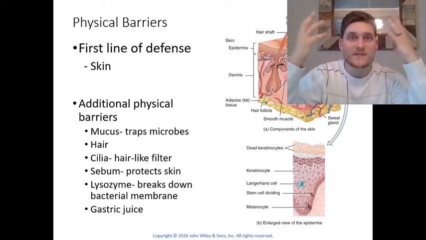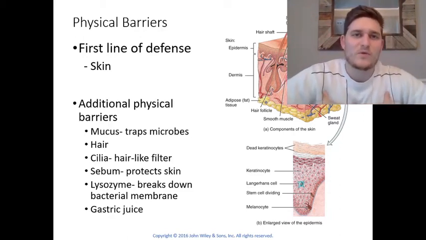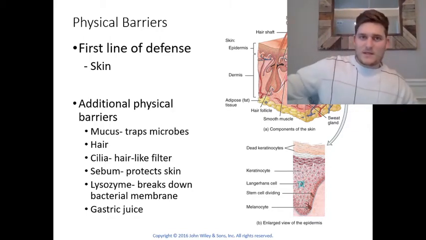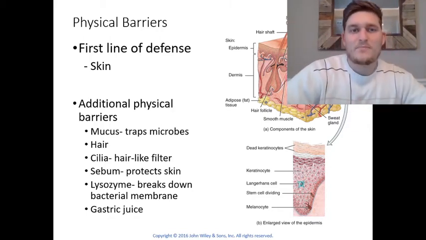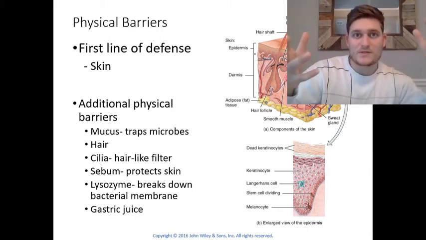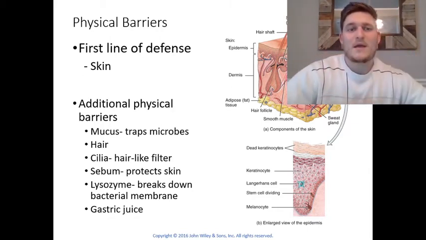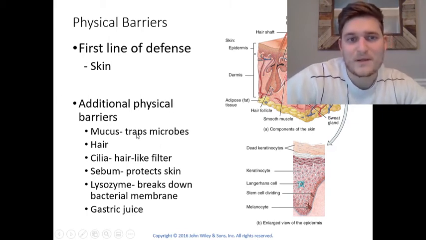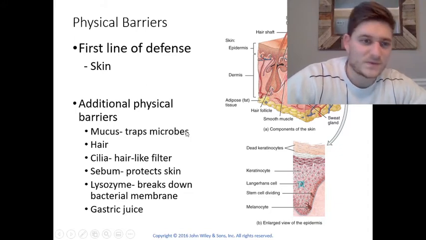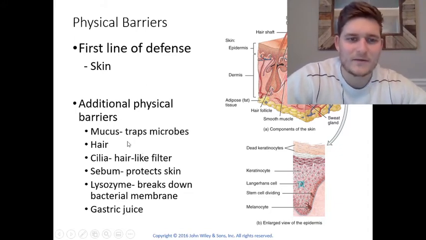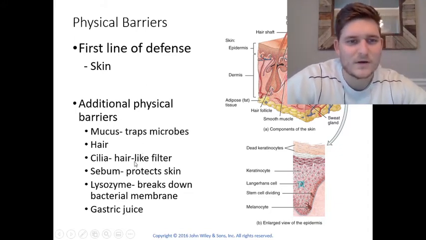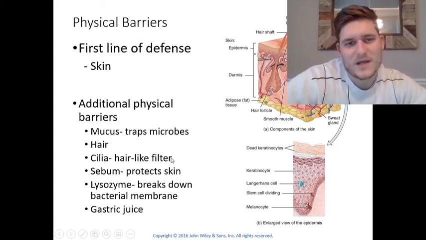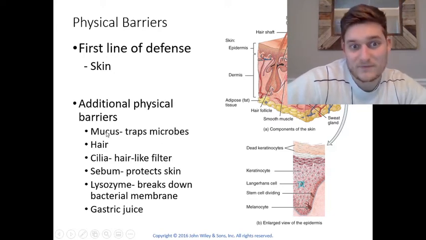It serves as a physical barrier to protect every organ on the inside of our bodies from different materials in our external environment. But we do have additional barriers when things do enter our body. We have mucus, which we talked about in the respiratory chapter, which is going to help trap certain microbes within our respiratory pathway. We have hair and hair-like projections on our cells, and this helps to move different materials away or out of our cells to be filtered out.